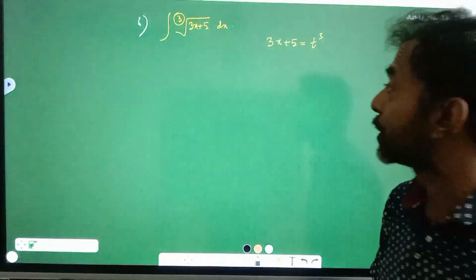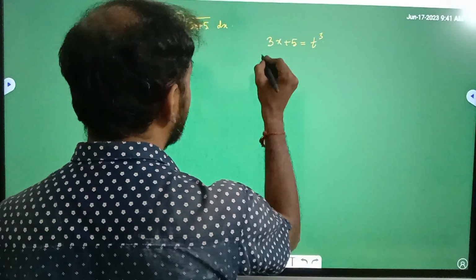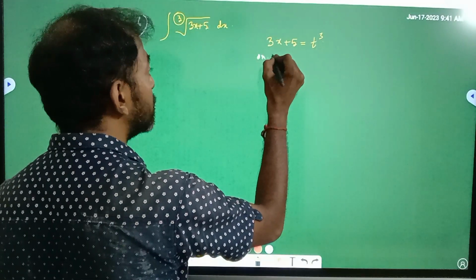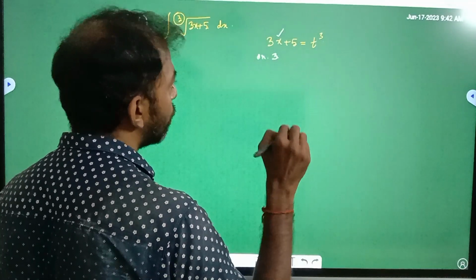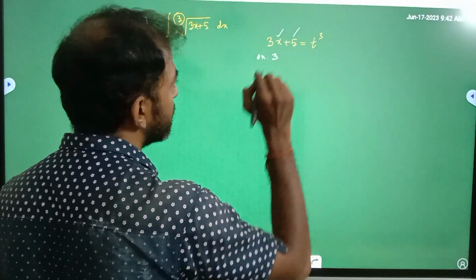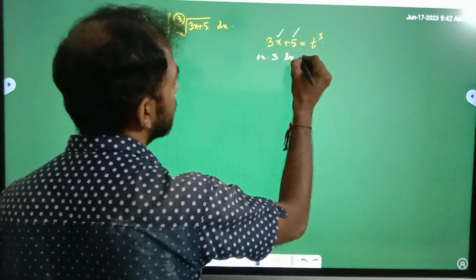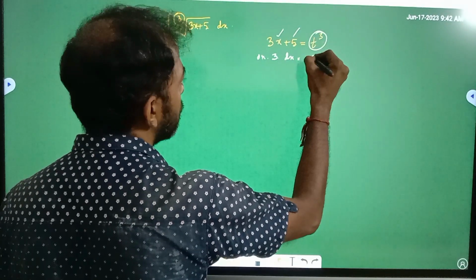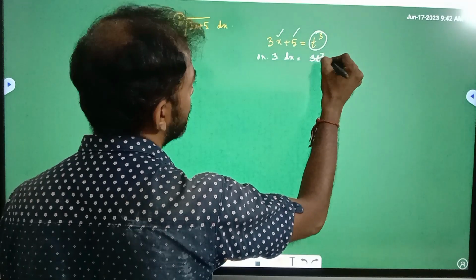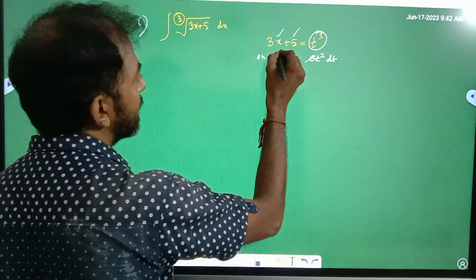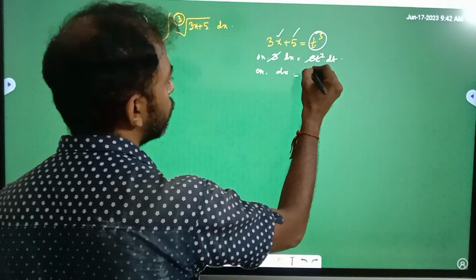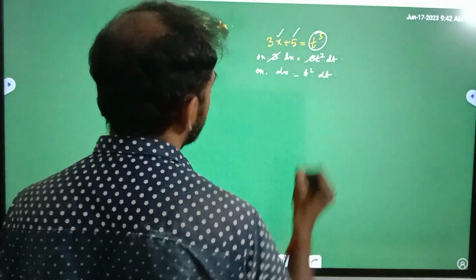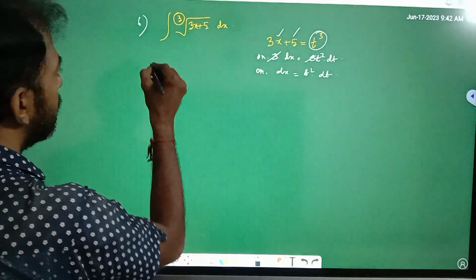Very easy calculation. After that we need to differentiate it. Differentiation of 3x plus 5: the differentiation of x will be 1, and the differentiation of 5 will be 0, so 3 into dx. Differentiation of t cube will be 3t square into dt. After cancelling 3, we get dx equals t square into dt, right? dx equals t square into dt.